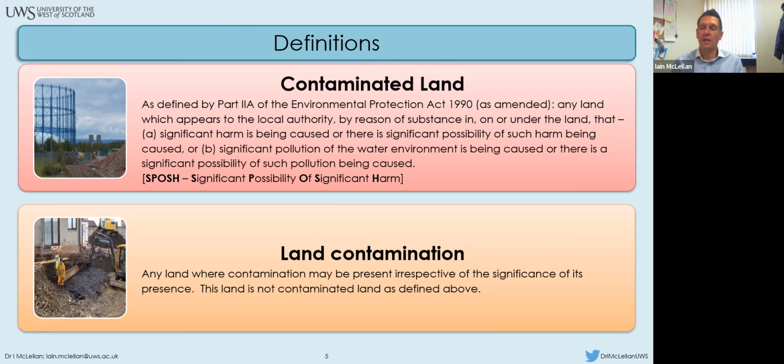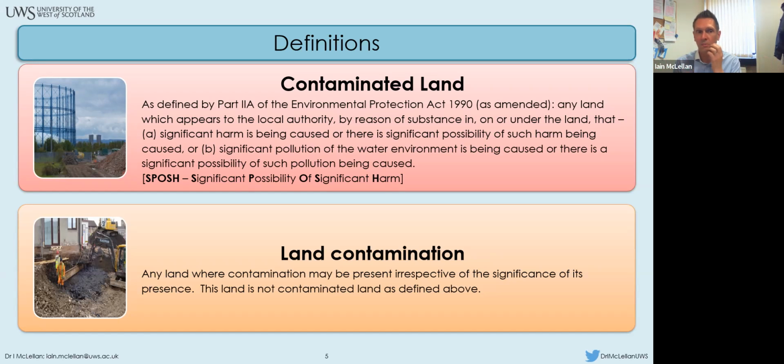The other definition that we're looking at is land contamination, and that is just land where there's contamination present, but it may not be significant. So the difference between the two, a site that's got contamination and land contamination, is the significance of it. SPOSH, significant possibility of significant harm. When I'm talking about contaminated land, that's what I mean. And if I'm just talking about land contamination, that's the phrase.